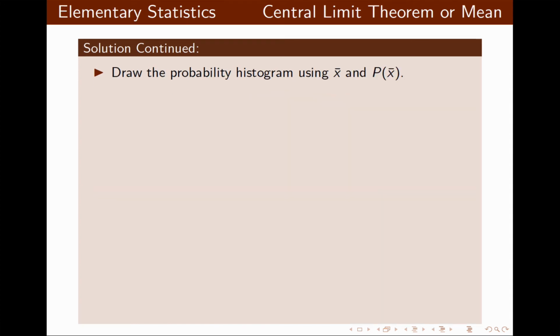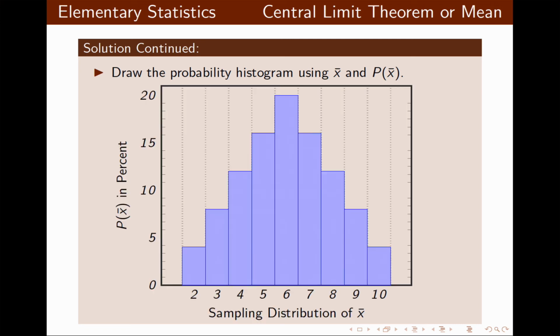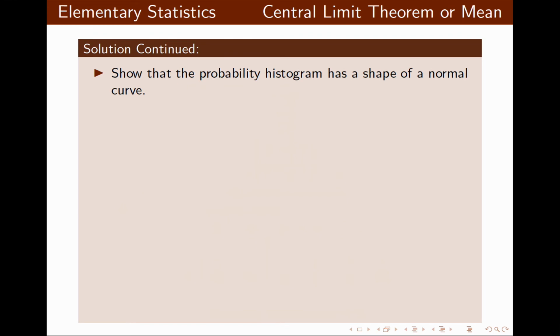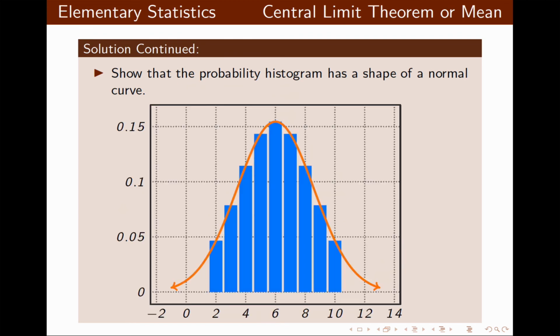Now to draw a probability histogram using x bar and probability of x bar, all the x's will be like midpoints and all the probabilities will determine the height of each bar. As you see, it is a very symmetric looking histogram. Now, if we draw a curve on top of this and extend it on either side, we're going to get a shape of a normal curve.